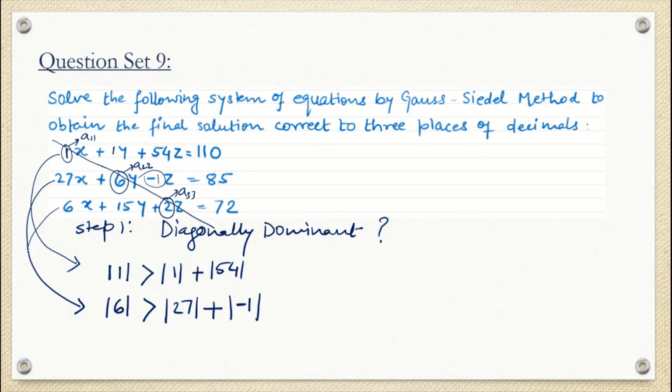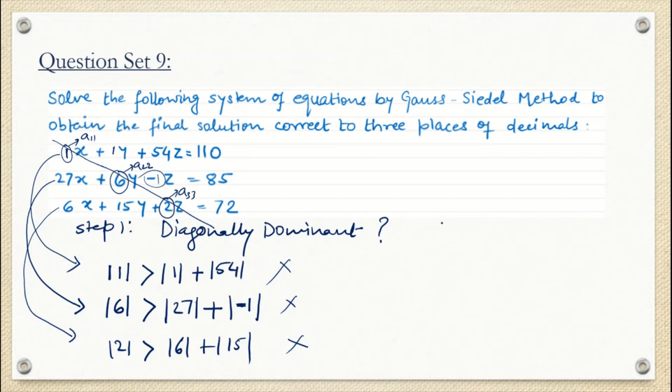Similarly, for my third equation, this is 2. 2 should be greater than 6 plus 15, whether it is satisfying or not. So I can say that 1 is not greater than 55. Now 6 is not greater than 27 plus 1. I am not considering minus 1 because I have to take the absolute value of minus 1. So 6 is not greater than 28, and 2 is not greater than 15 plus 6. So that means this system is not diagonally dominant.